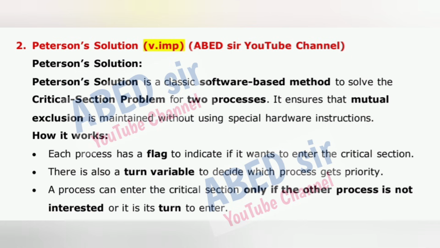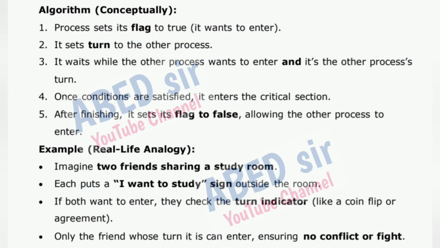A process can enter the critical section only if the other process is not interested or it is its turn to enter. Algorithm, conceptually. 1. Process sets its flag to true, it wants to enter. 2. It sets turn to the other process. 3. It waits while the other process wants to enter and it's the other process's turn. 4. Once conditions are satisfied, it enters the critical section. 5. After finishing, it sets its flag to false, allowing the other process to enter.